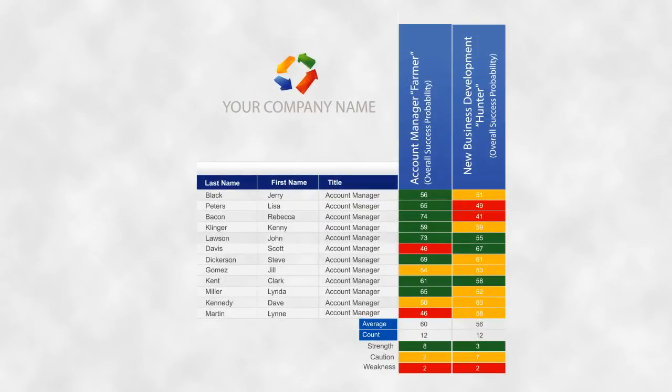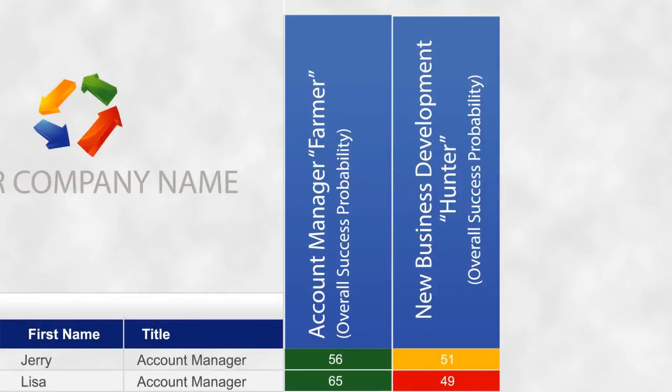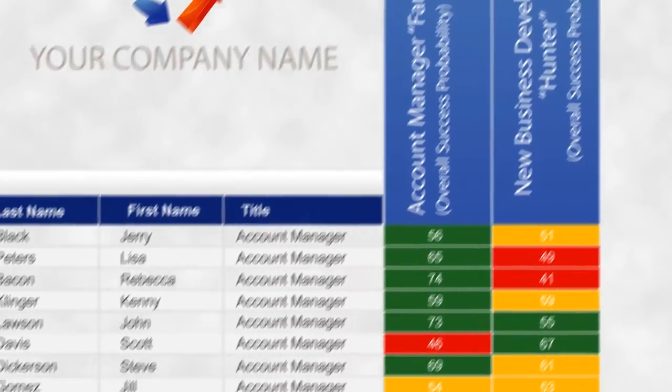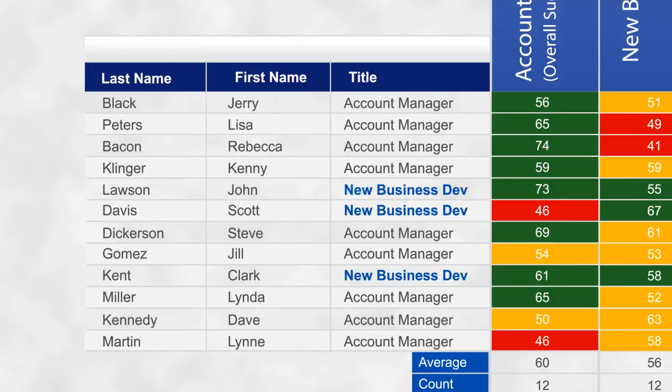In this example of the talent audit, the team's assessment data was assembled into a report that illustrates their scoring against various competencies within different profiles. The desire is to see who out of these 12 people can make the transition from a very traditional account manager role to new business development role.